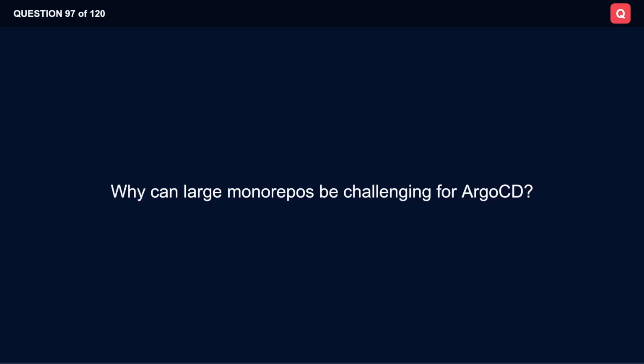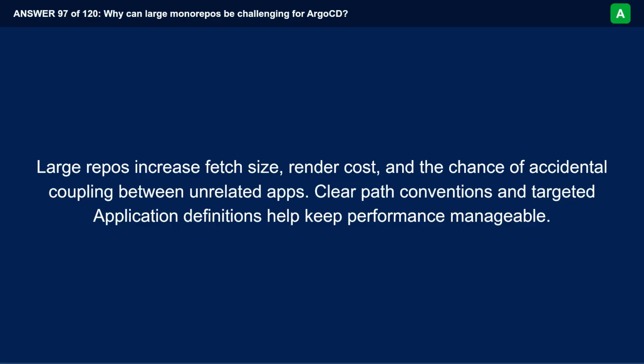Why can large monorepos be challenging for ArgoCD? Large repos increase fetch size, render cost, and the chance of accidental coupling between unrelated apps. Clear path conventions and targeted application definitions help keep performance manageable.